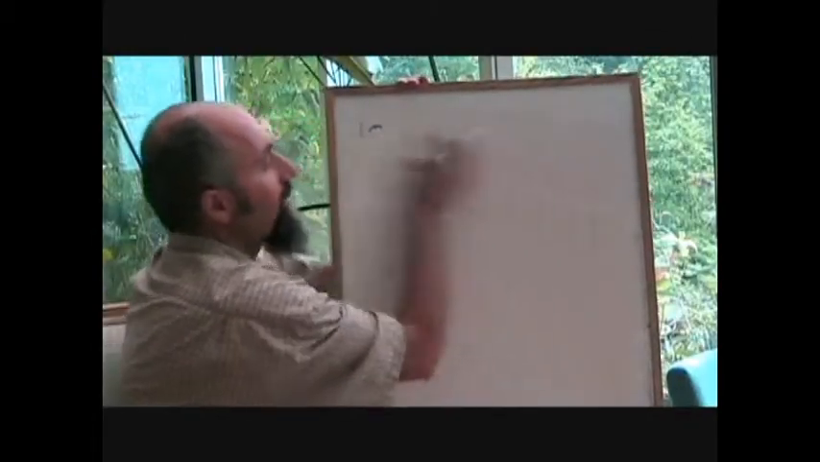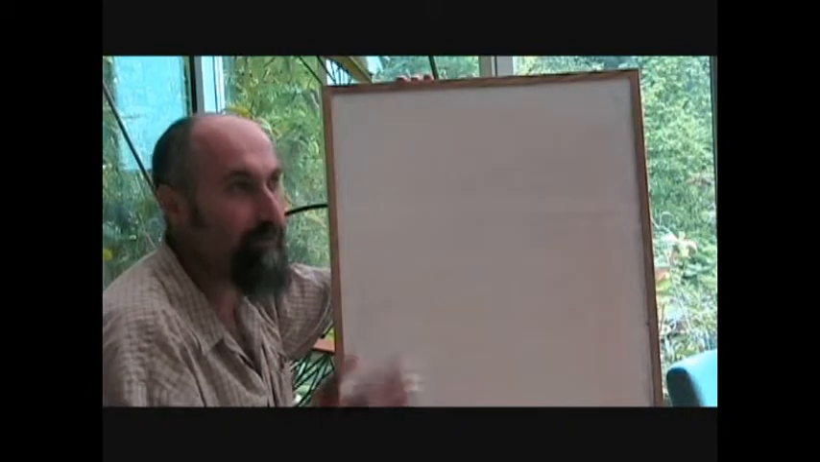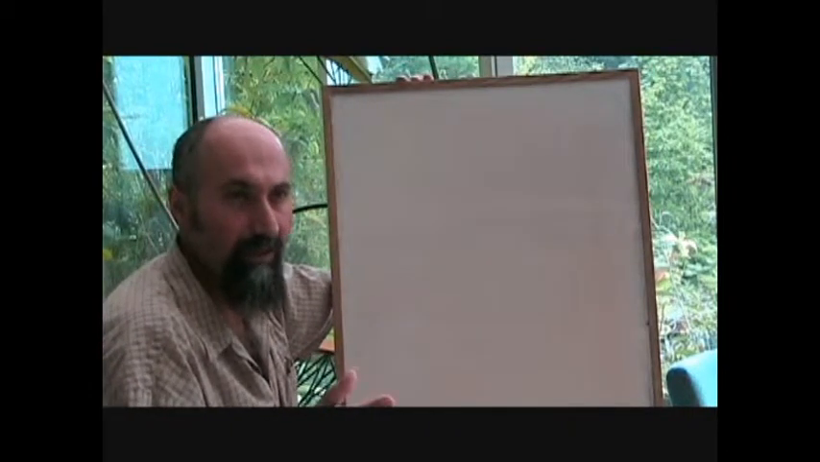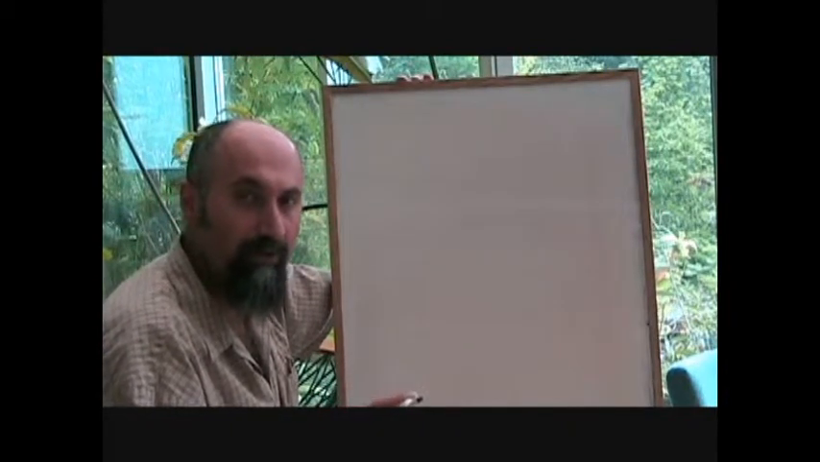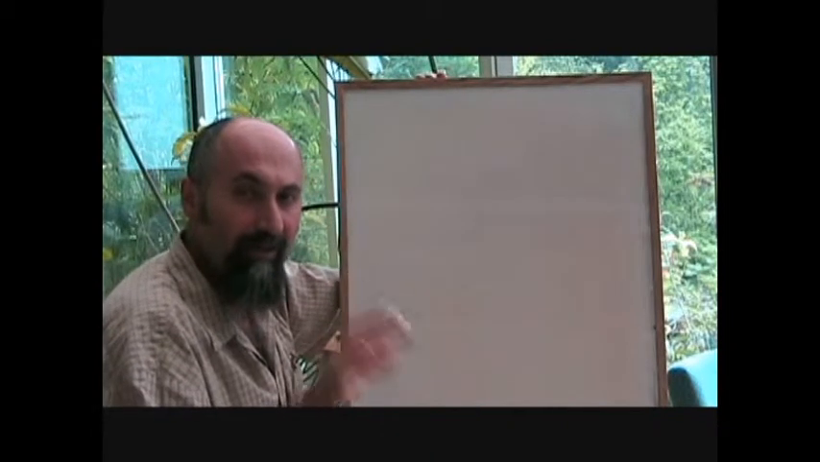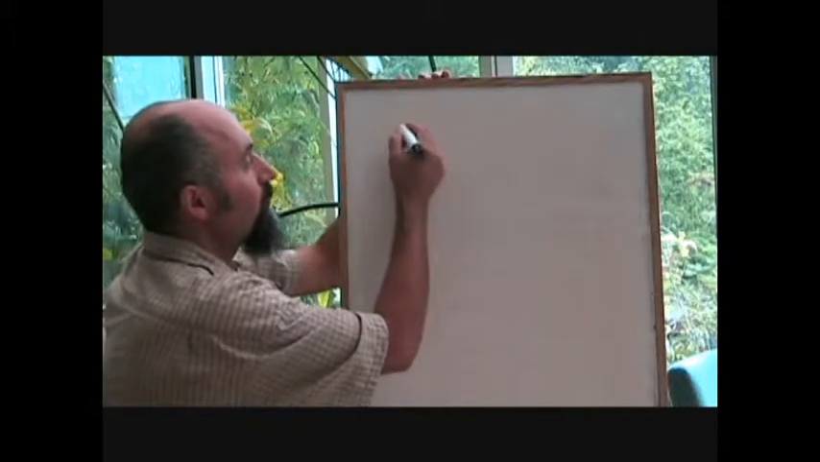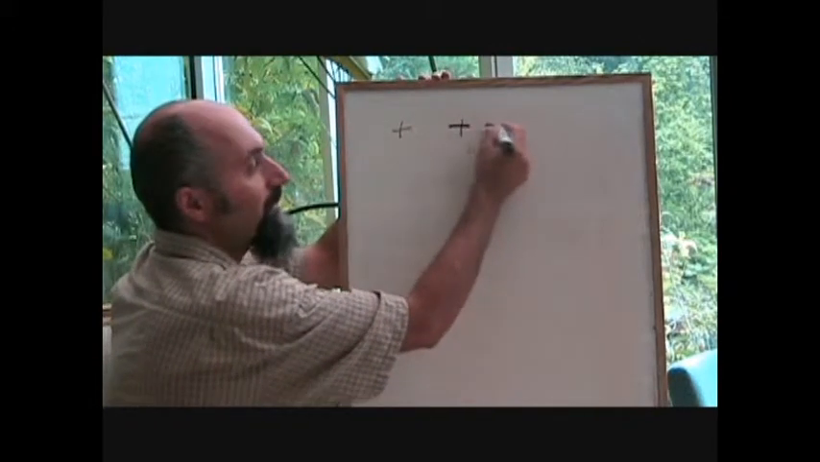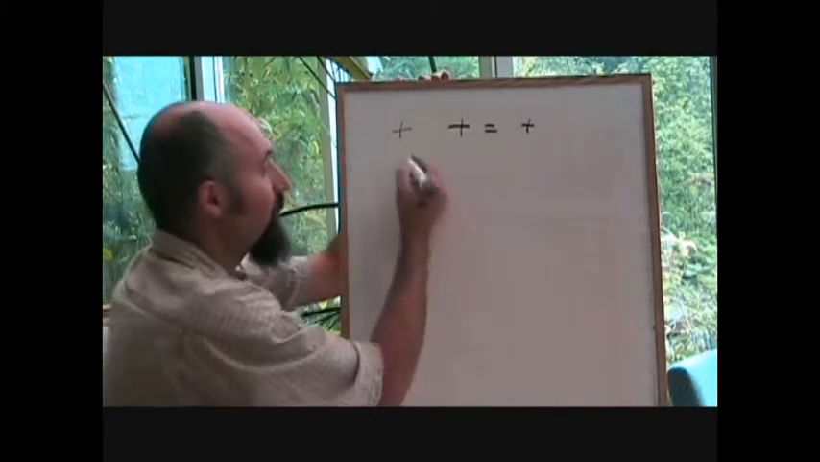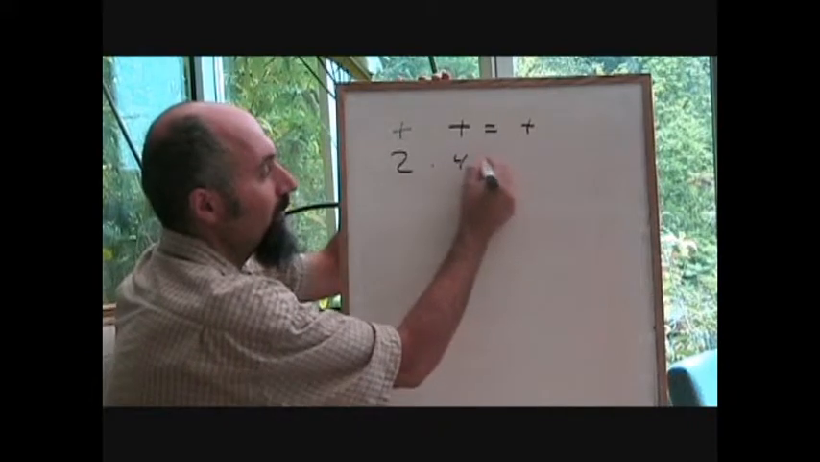Now let's take a look at multiplying and dividing negative numbers. Multiplying and dividing negative numbers is the same thing. All we're concerned about is whether the value is going to be positive or negative. So all you have to keep in mind is that two positive numbers multiplied together give you a positive number. Example, 2 times 4 is going to be 8.